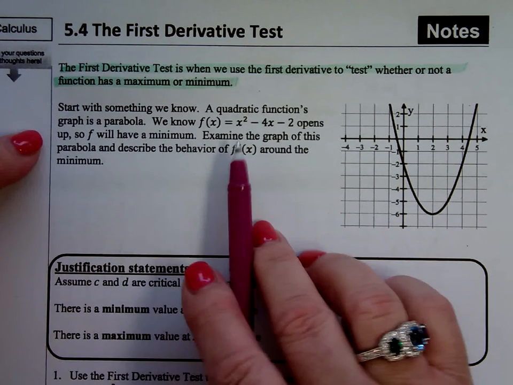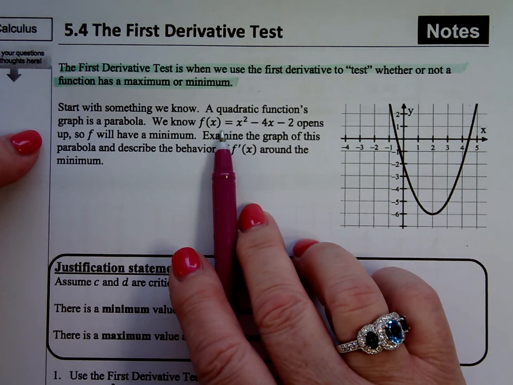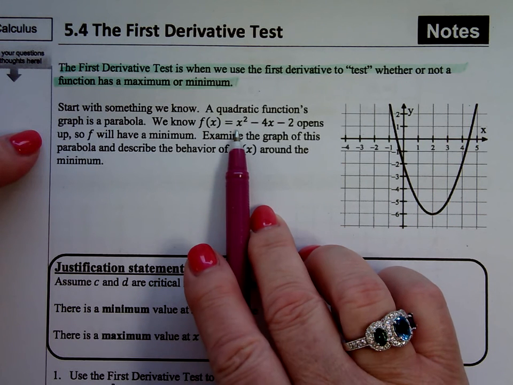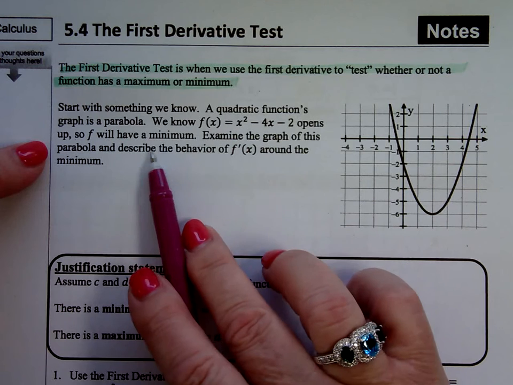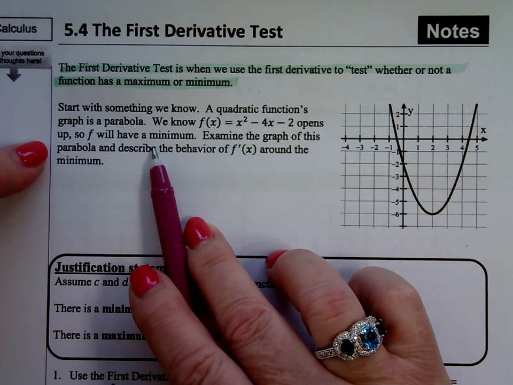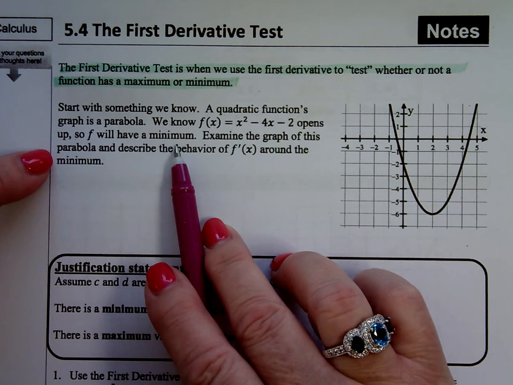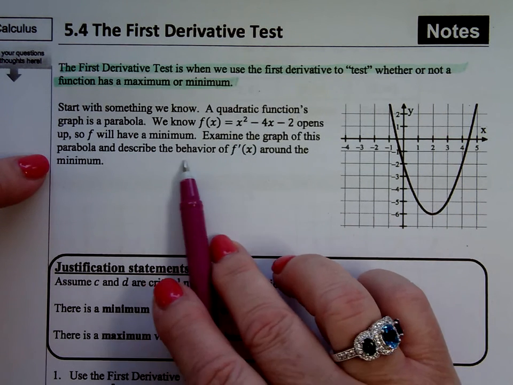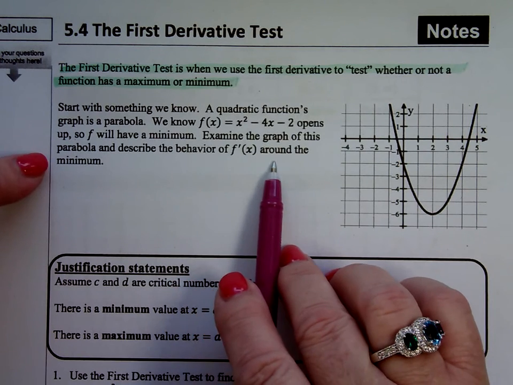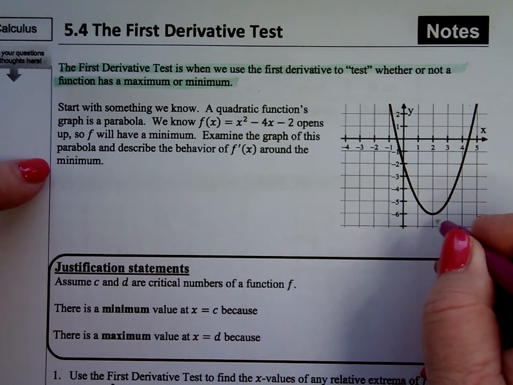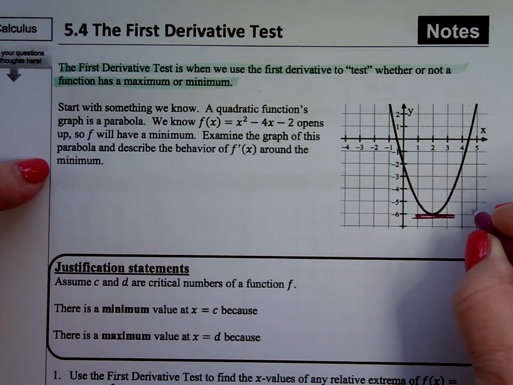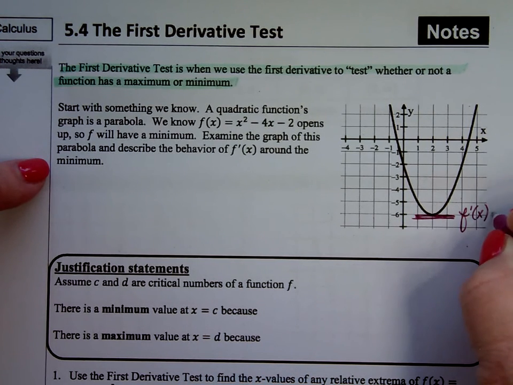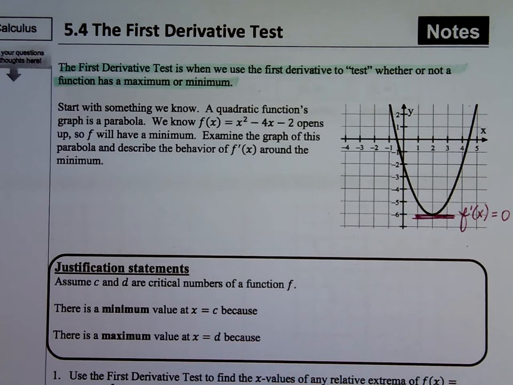All right, so start with something that we know. A quadratic function is a graph of a parabola. We know that if it looks like this, it's going to open upward. It's going to be a happy parabola. So if it's a happy parabola, you're going to have a minimum. Examine the graph of this parabola and describe the behavior of f prime of x around the minimum. Well, we can see right here is the minimum, right? If I think of my graph of the tangent lines, this one would have a tangent line slope, a derivative, that equals 0, right?